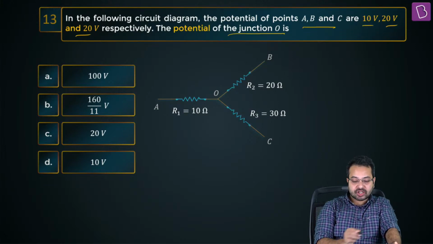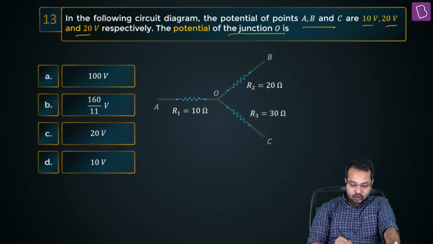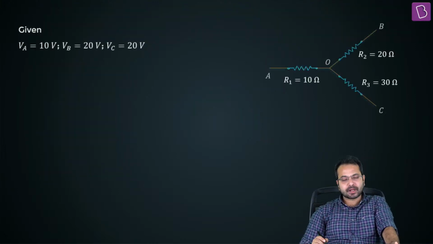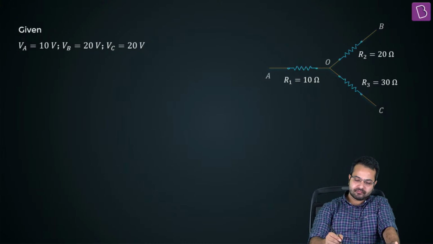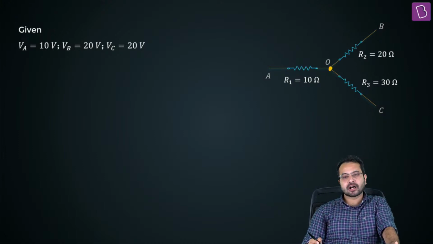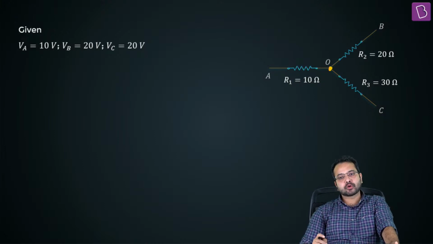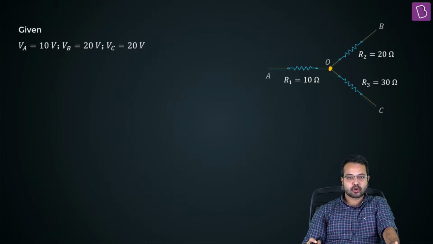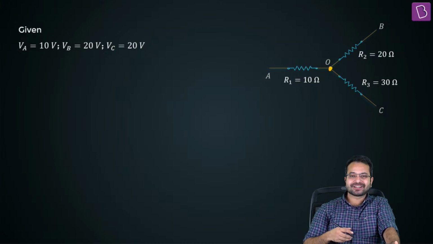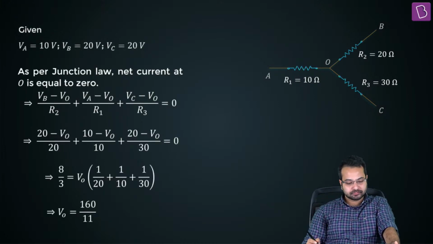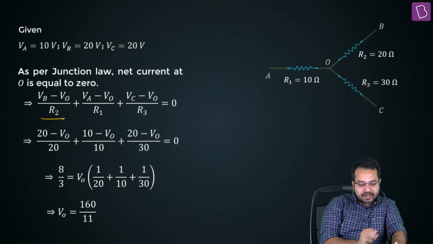The potential of the junction O is, okay. So here what we'll have to apply is Kirchhoff's junction law, that the net current coming into this junction has to be equal to the net current going out of this junction. So we can simply say whatever is the net current into the junction, the summation of that should be equal to 0.